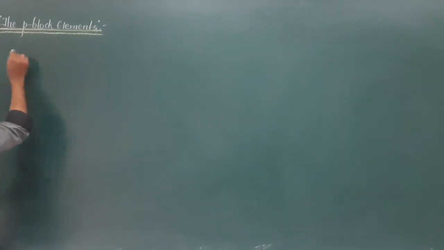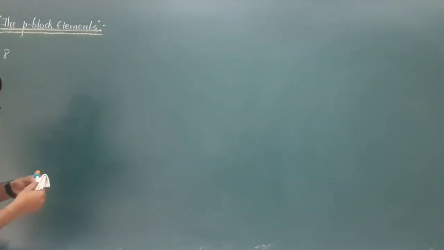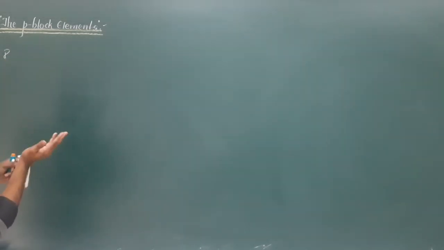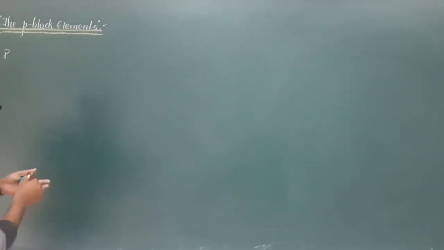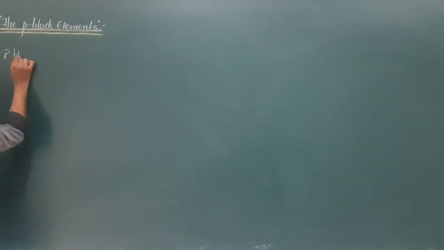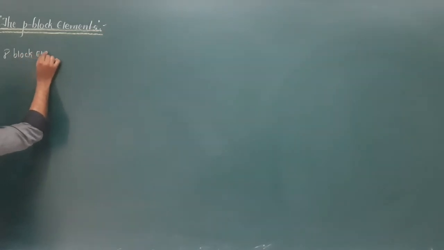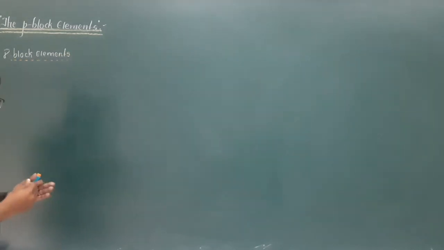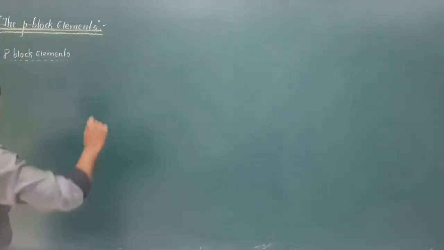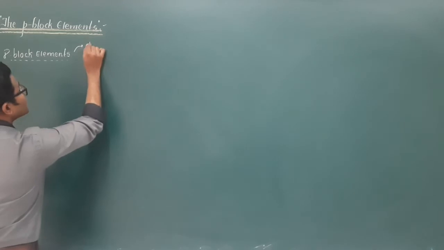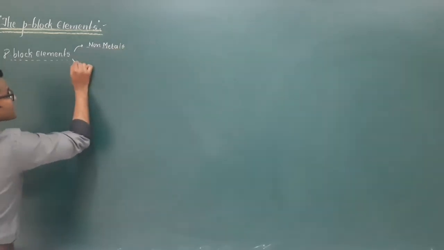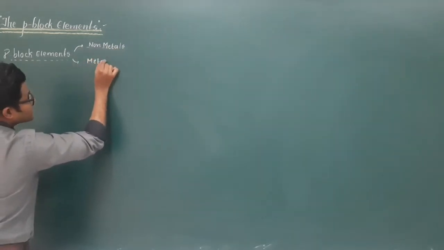When we observe these particular p block elements, that is from group number 13 to group number 18, we observe the presence of non-metals, as well as the presence of metalloids.